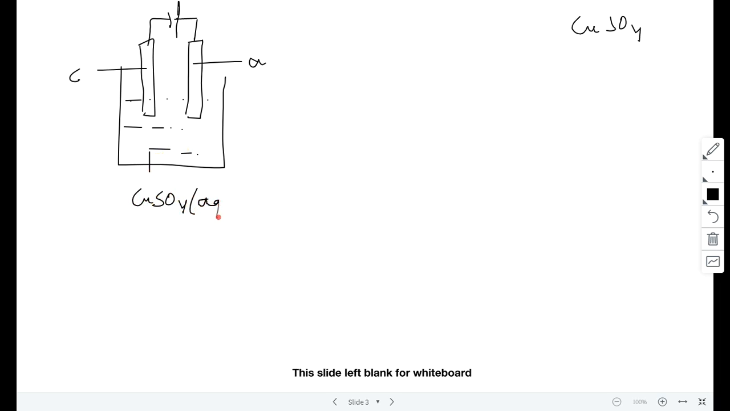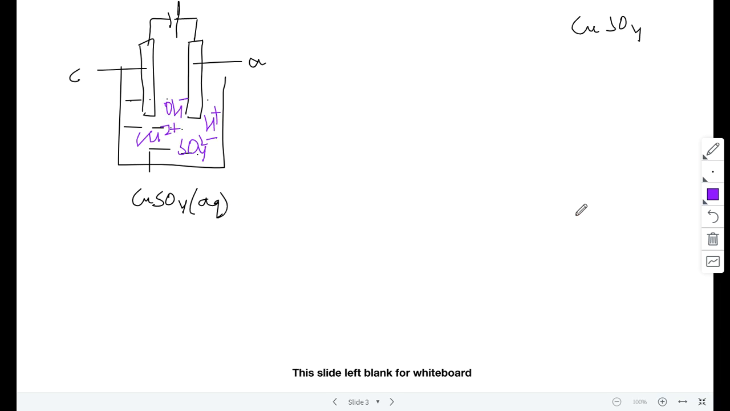Did you understand what is meant by the word aqueous? Yes. That means it is dissolved in water. So if you see in the electrolyte, what will be there? There will be some copper ions, right? Yes. There will be some sulfate ions. There will be some H positive ions, and there will be some OH negative ions, right?